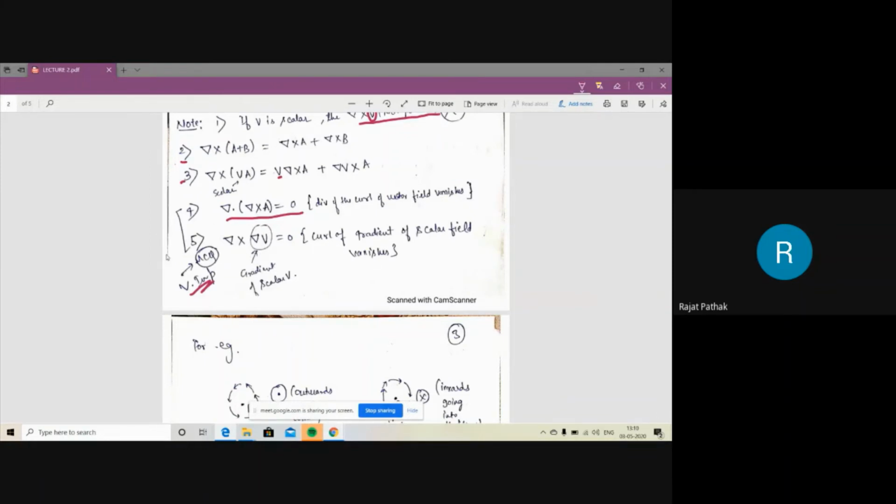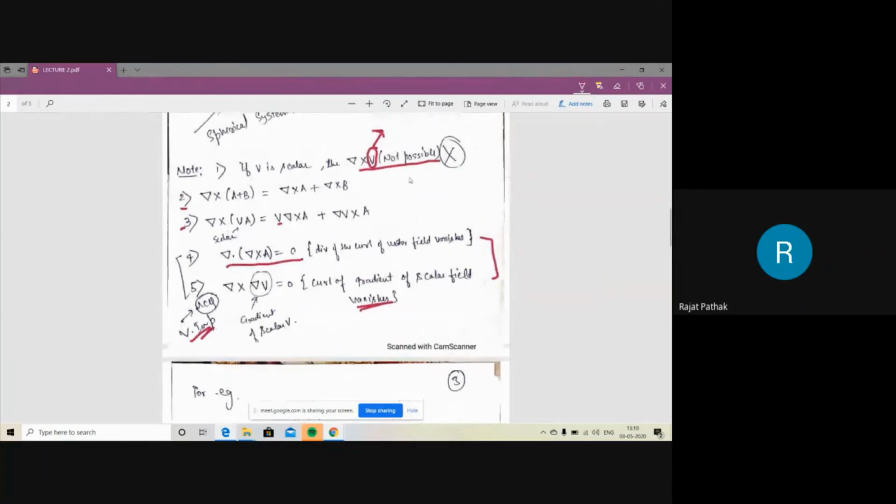Further, I will tell you that del cross E equal to 0. So where did it come from? It came from the basic curl formula: del cross del V. What is the meaning of del V? Gradient of scalar V. If you want to calculate the curl of the gradient of a scalar, then it should vanish. Vanish means it will become 0. So these two notes are very important. These are already known by the definition, and this is fundamental. If you know the curl, then you should know that if you want to calculate the curl of any scalar, it is never possible.